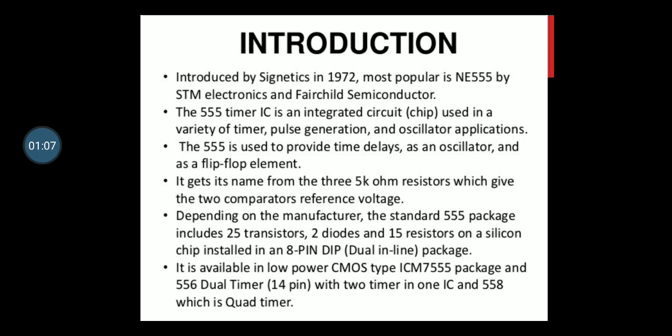It gets its name from the three 5K ohm resistors, which give the two comparators a reference voltage. Depending upon the manufacturer, a standard 555 package includes 25 transistors, 2 diodes and 15 resistors on a silicon chip installed in an 8-pin dual inline package. It is available in the low power CMOS type ICM 7555 package, the 556 dual timer with 2 timers in one IC, and the 558 which is in a quad package.